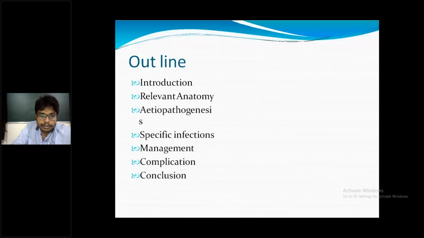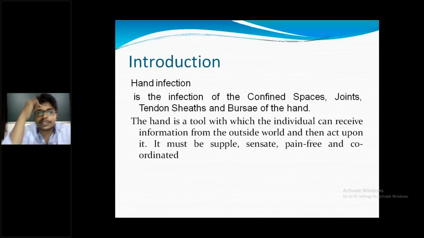What we will cover in this PPT: introduction, relevant anatomy, pathogenesis, specific infections, management, complication, and conclusion. Introduction: hand infection is the infection of confined spaces, tendon sheaths and spaces, joints, and bursa of the hand. The hand is a tool with which an individual can receive information from the outside world and then act upon it. It must be supple, sensate, pain-free, and coordinated. What if all your fingers have undergone paronychia? Can you feel? Can you palpate? Can you do any work? No.